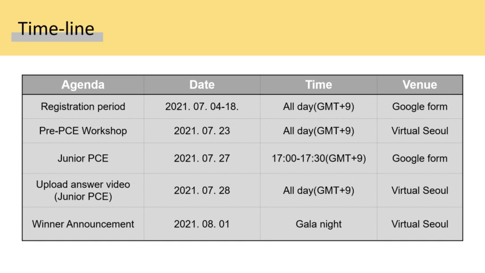Junior PCE starts on July 27th, 5 to 5:30 p.m. Please check the time zone and start the event at the right time. In case of a tie, submission time and year of studies will be taken into account for the winner selection.